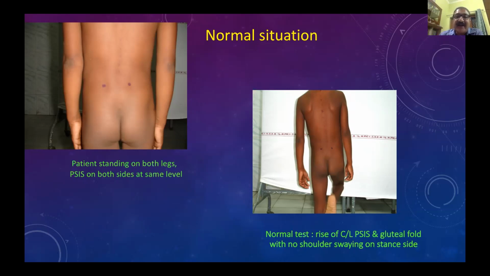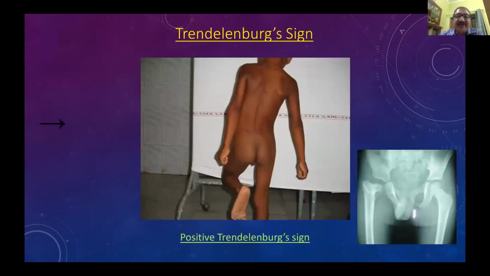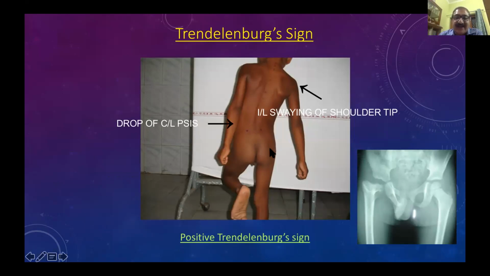What happens when there is abductor weakness because of the hip joint disease? This is what happens when he stands on the affected side: the opposite posterior superior iliac spine, instead of going up, goes down because the abductors are weak on this side. The abductors are weak on the right side. So when the patient stands on the right side, the left-sided posterior superior iliac spine, instead of going up, is going down, and the gluteal fold is also going down instead of going up. This is a classical Trendelenburg sign. The next video shows you how to examine a patient with this test.